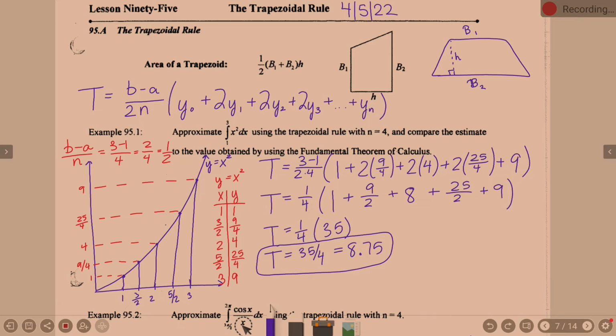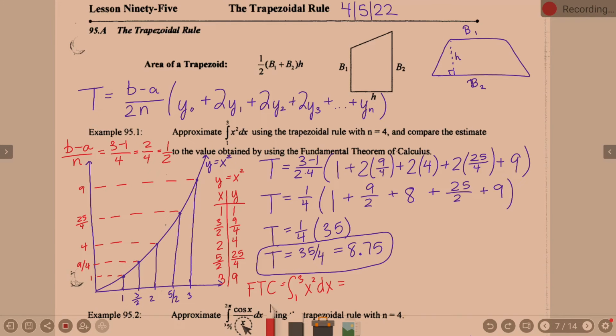Now, have you done the actual integral? It said to compare the estimate, yes? So let's compare the estimate and see how close it is. When it says use the fundamental theorem of calculus, I probably haven't used that vocabulary enough with you. Fundamental theorem of calculus part 1, which is what we know right now, is just evaluating an integral. So the integral from 1 to 3 of x squared dx.